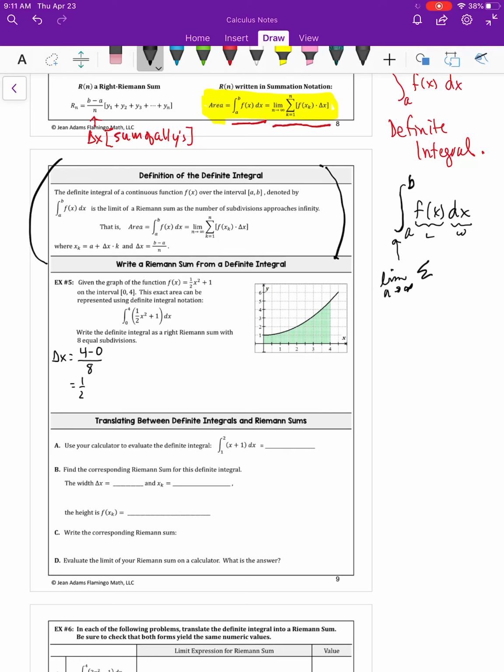Write the definite integral as a right Riemann sum with 8 equal subdivisions. Okay, so the first thing I would calculate is my delta x. That's going to be my b minus a over, what did they want? 8 subdivisions, okay? So this is going to be 1/2. So my delta x is 1/2.